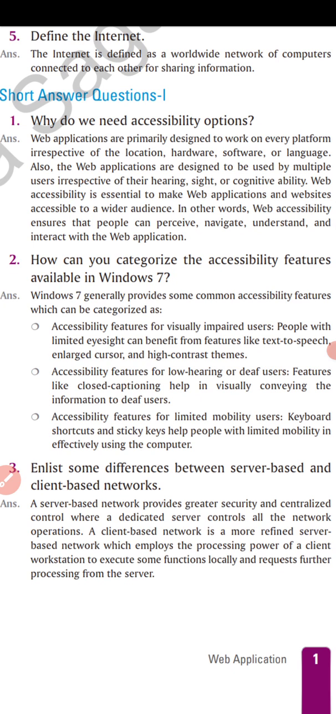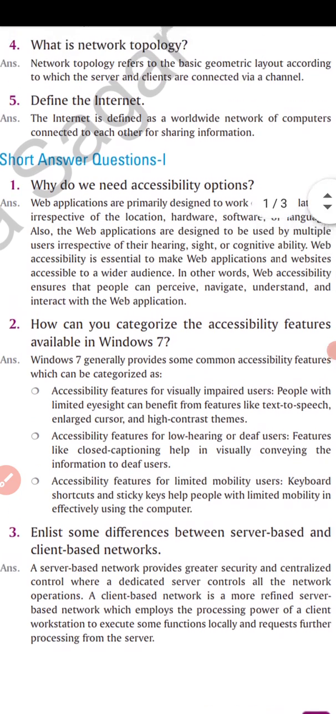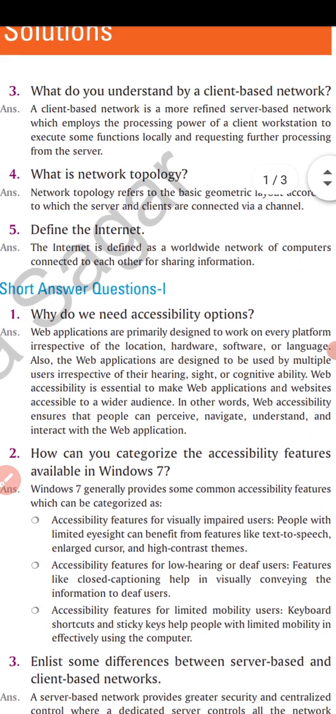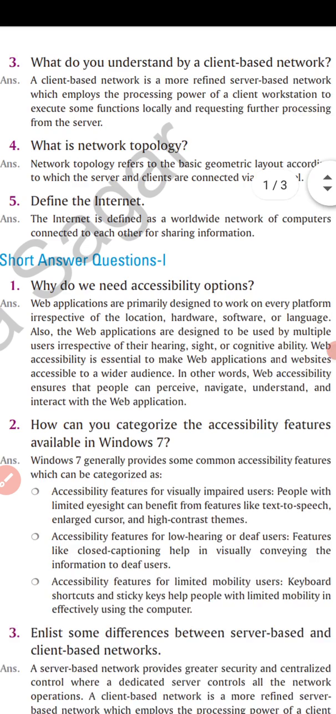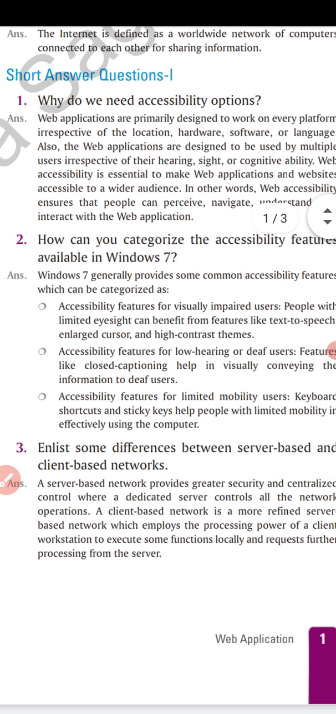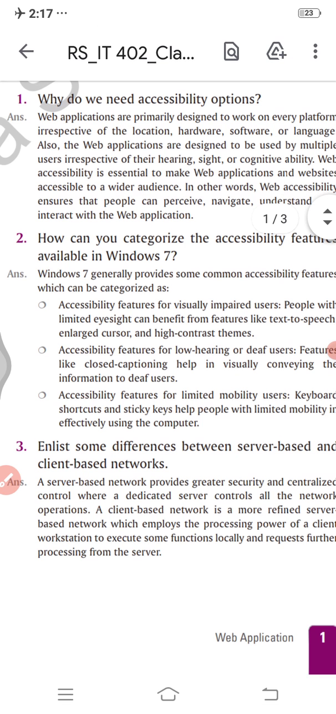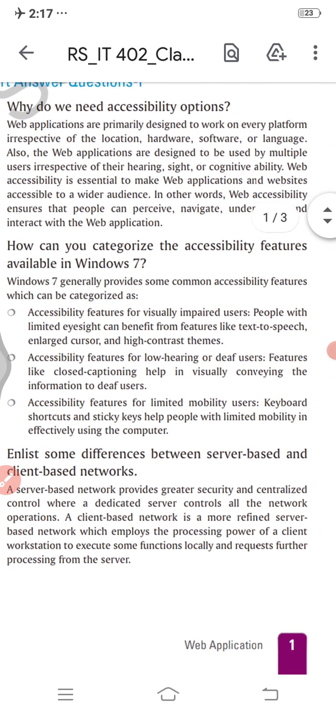Okay dear students, next we come to the third question: list some differences between server based and client based networks. So you will define two things here, one is server based and the second is client based. Starting with question number 3 of the short answers, you can see there is the client based network. You have to be clear about what a client based network is. Now here you should learn what a server based network is.